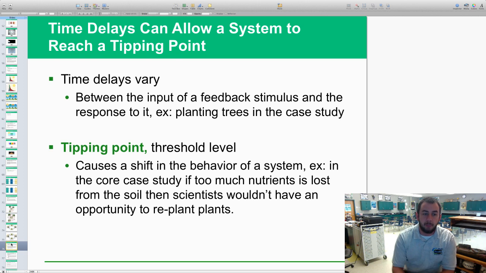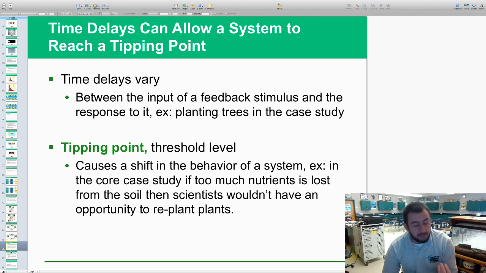Another one is called a tipping point or a threshold level, and this causes a shift in the whole behavior of a system. Like in the case study, if too many nutrients were lost from the soil, scientists wouldn't have an opportunity to replant trees because those trees would not survive since there are no nutrients to support them. That's what we call a tipping point or a threshold level, where there is a whole shift in the behavior and there's no really coming back from it unless you do some major input work.